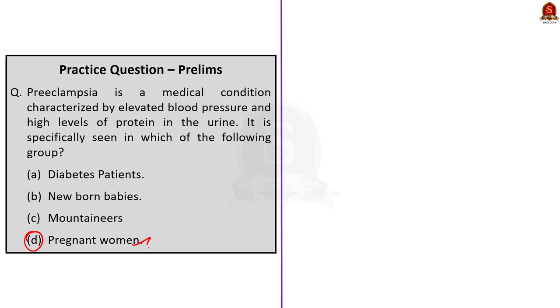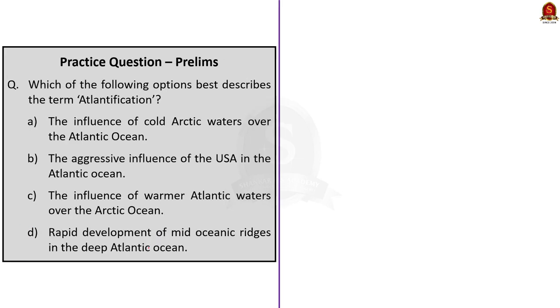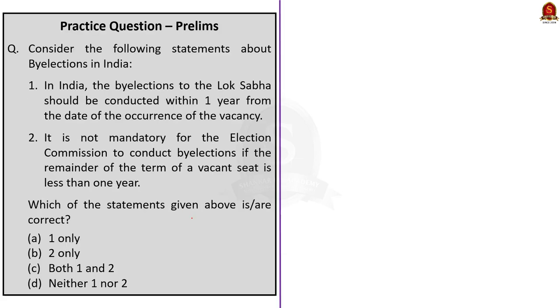Okay. Moving on to the third question. Which of the following options best describes the term atlantification? See, the correct answer here is option C, the influence of warmer Atlantic waters over the Arctic Ocean. This is atlantification.